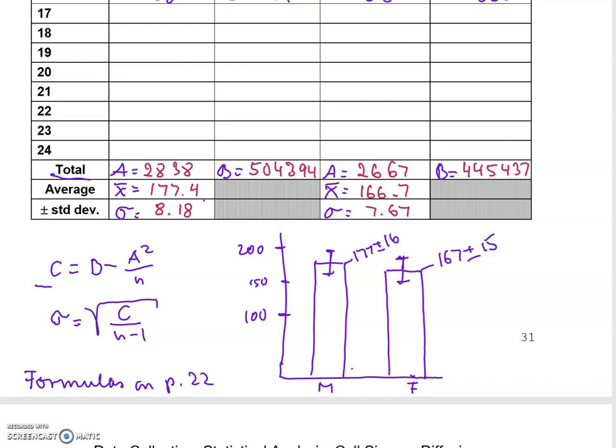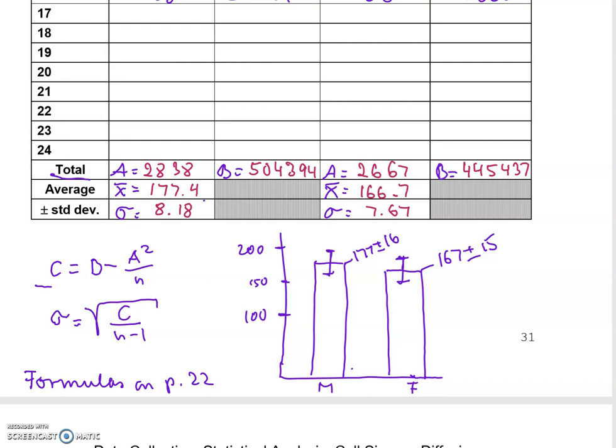And for the females, the average height is 167 centimeters approximately, plus minus 15, so that's where we get 1.96, so almost 2 times sigma is about 15 centimeters. So 167 plus minus 15 centimeters to account for the variation in our sample, in our group.